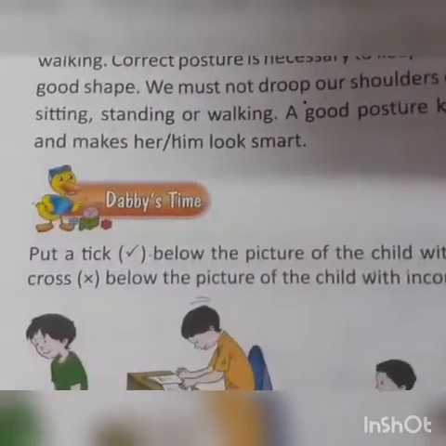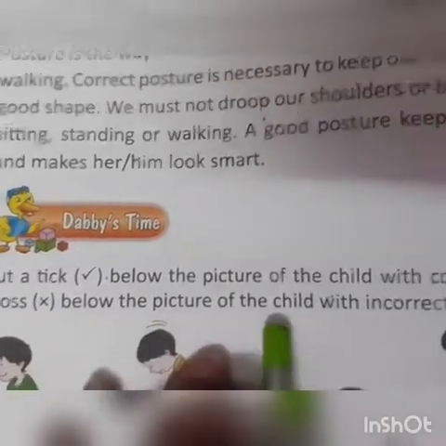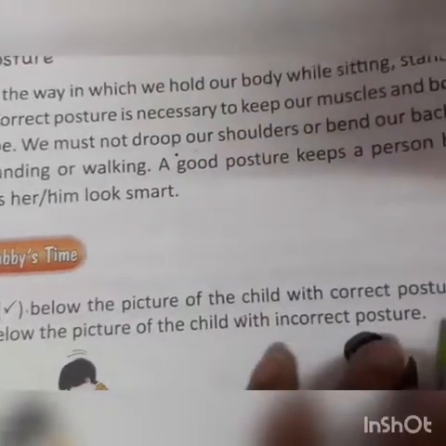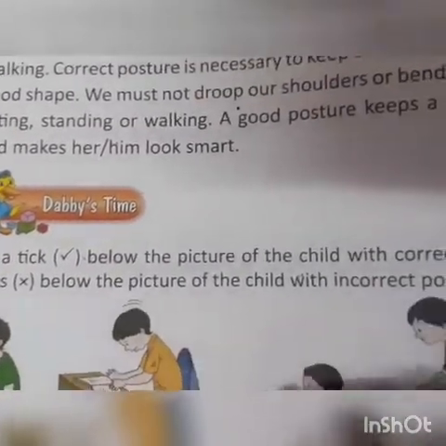Now here is your Dabbi's time. What does Dabbi say here? Put a tick below the picture of the child with correct posture. Put a cross below the picture of the child with incorrect postures. Now here you can see certain postures.